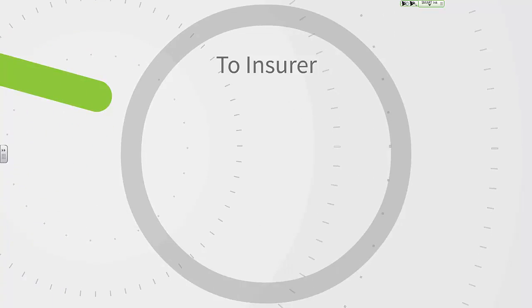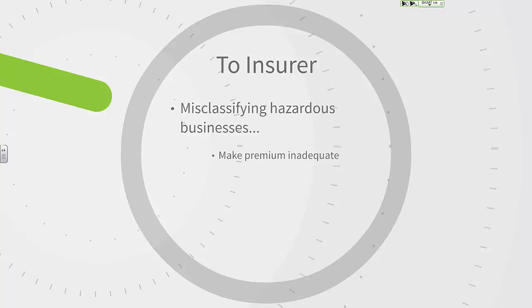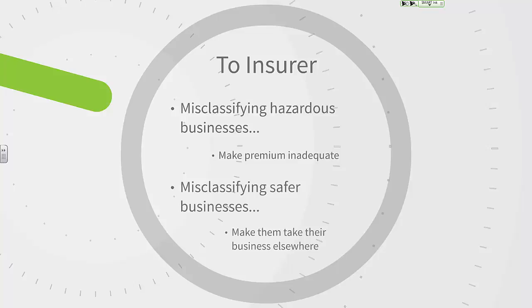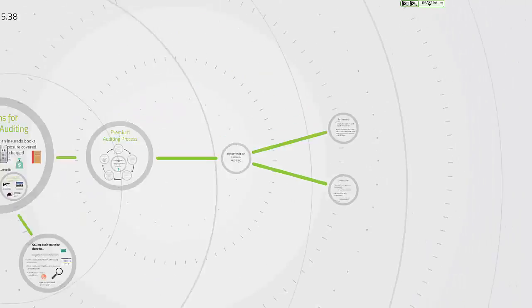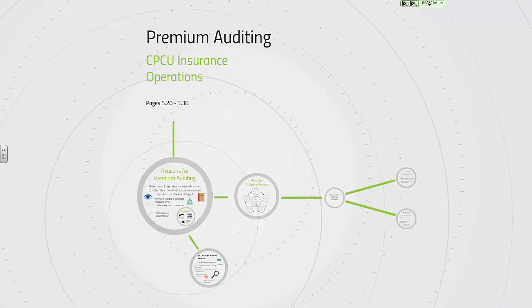And it's important to the insurer because misclassifying hazardous businesses makes premiums inadequate, and misclassifying safer businesses means that a policyholder will take their business to another insurer. And that's the end of our discussion of premium auditing.